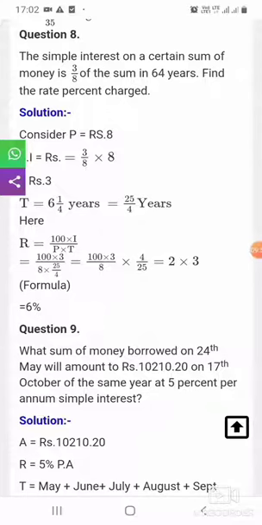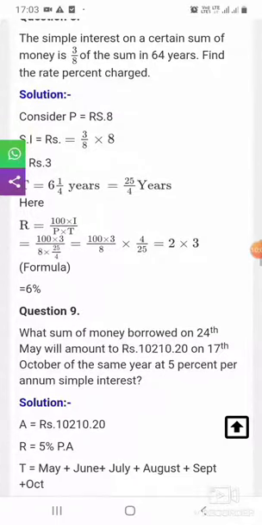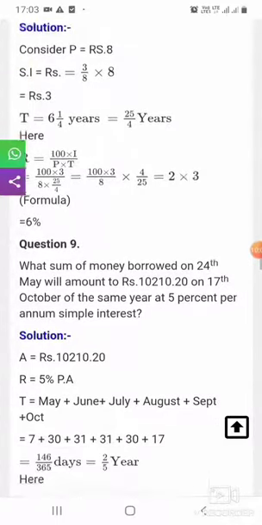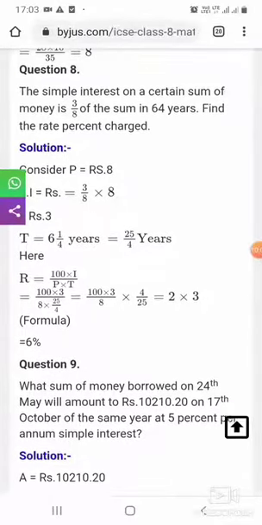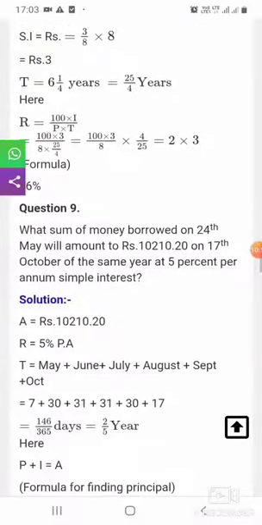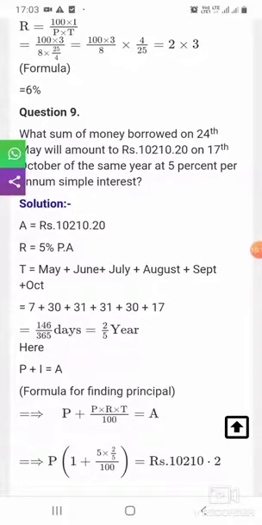You can cancel here. 4 ones are 4, 4 twos are 8, 25 ones are 25, 25 twos are 50. So 2 into 3, so obviously we are going to get 6%. So per annum, how much is the interest rate? 6% per annum.